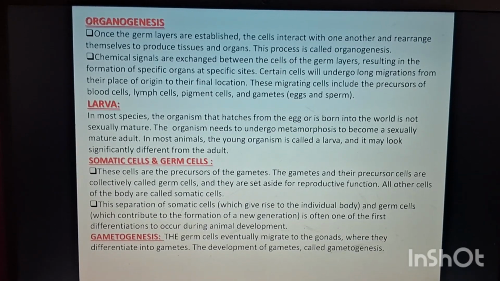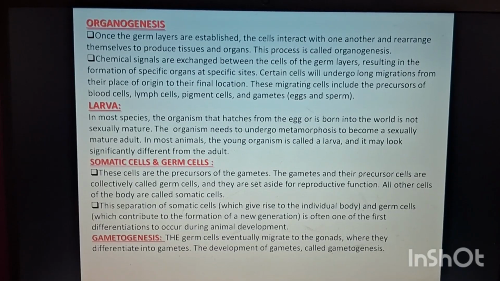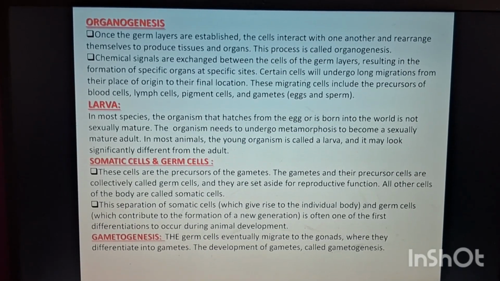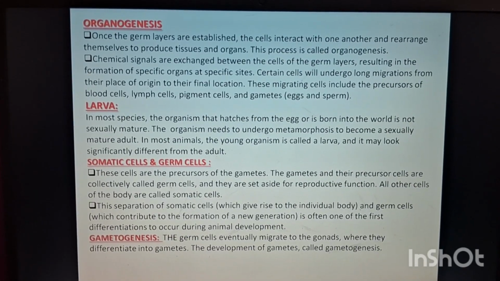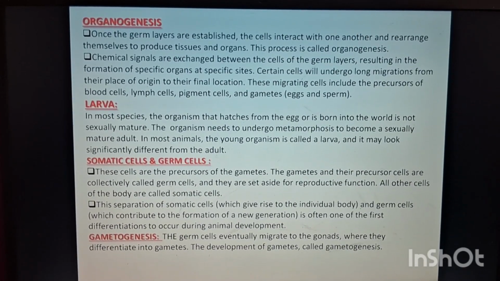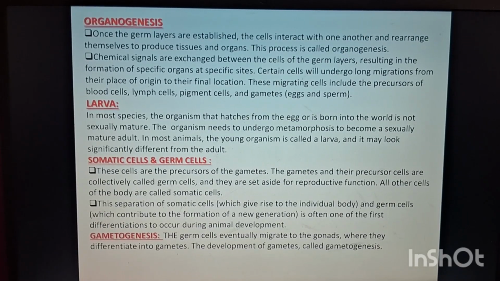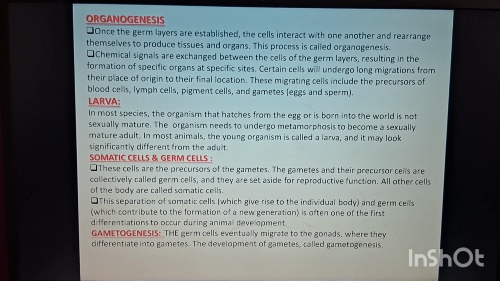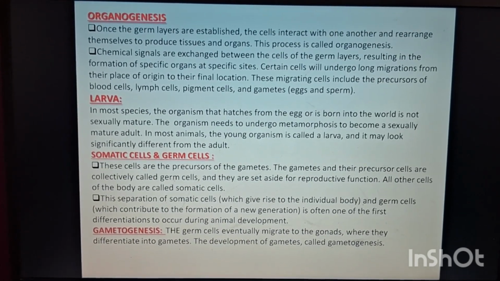Next stage is larva. In most species, the organism that hatches from the egg or is born into the world is not sexually mature. The organism needs to undergo metamorphosis to become a sexually mature adult. In most animals, the young organism is called a larva, and it may look significantly different from the adult.